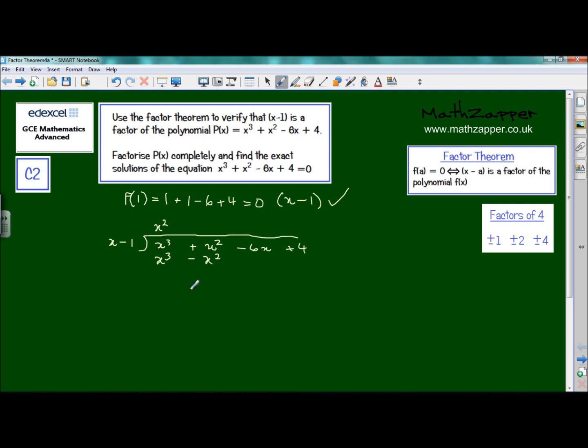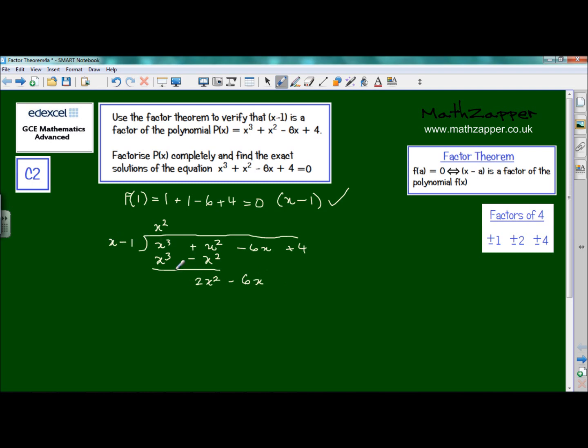X squared multiplied by minus 1 is minus x squared. And now, just with ordinary numerical long division, we subtract this line from this line. X cubed minus x cubed, 0. X squared minus x squared is the same as x squared plus x squared, so that gives us 2x squared. And then we bring down the next term and start the process off again.